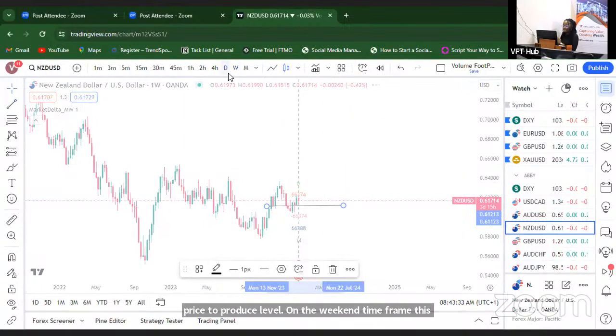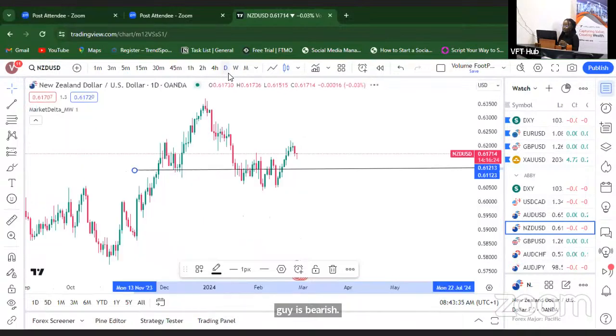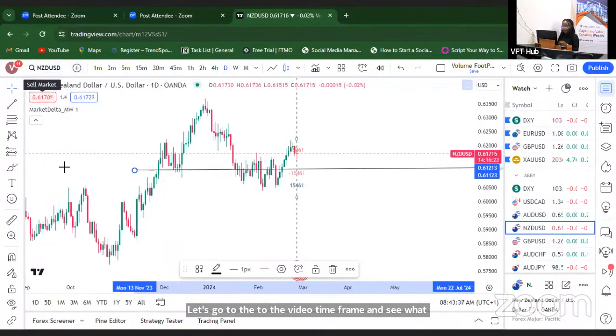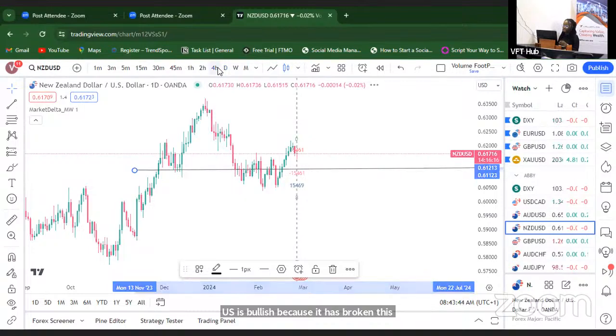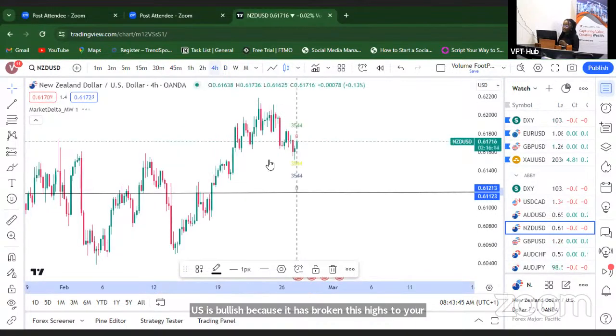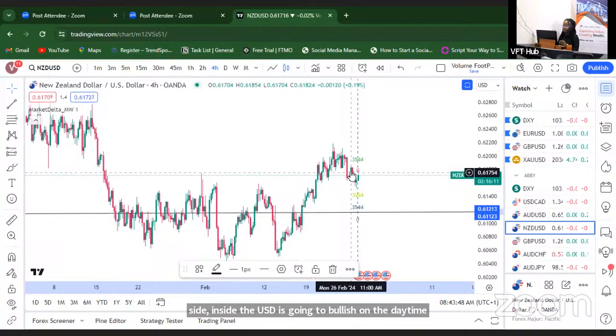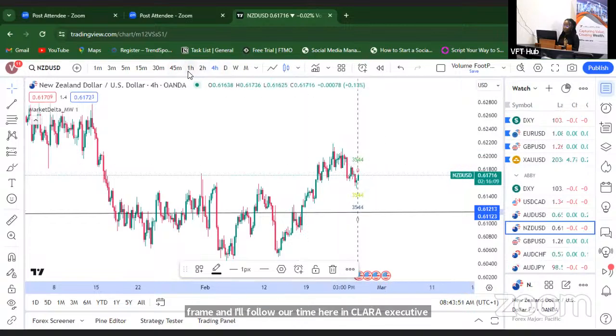Let's go to the daily time frame and see what structures are forming. On the daily time frame now, NZD USD is bullish because it has broken these highs to the upside. NZD USD is currently bullish on the daily time frame. On our 4-hour time frame, it's even clearer. Consecutive breakout structures to the upside, right? So straight to 1-hour time frame.